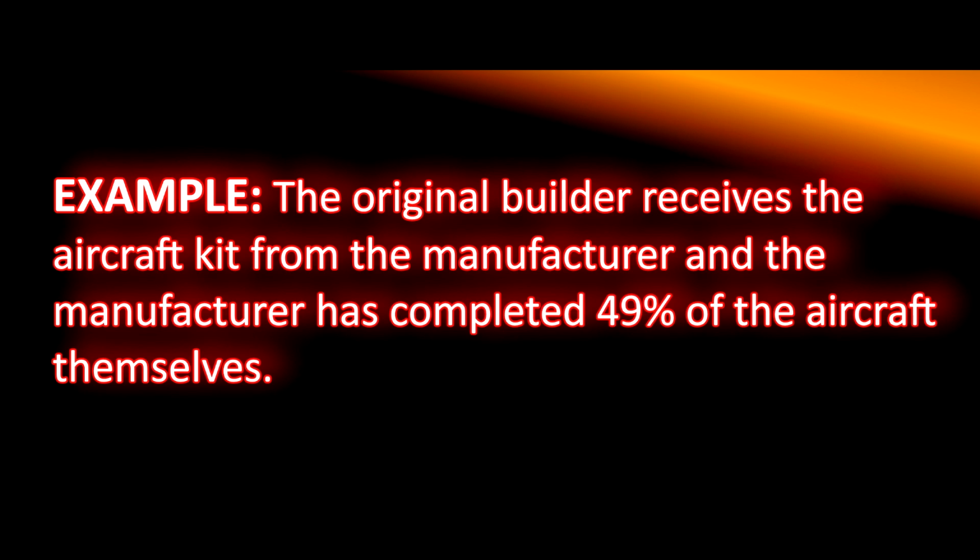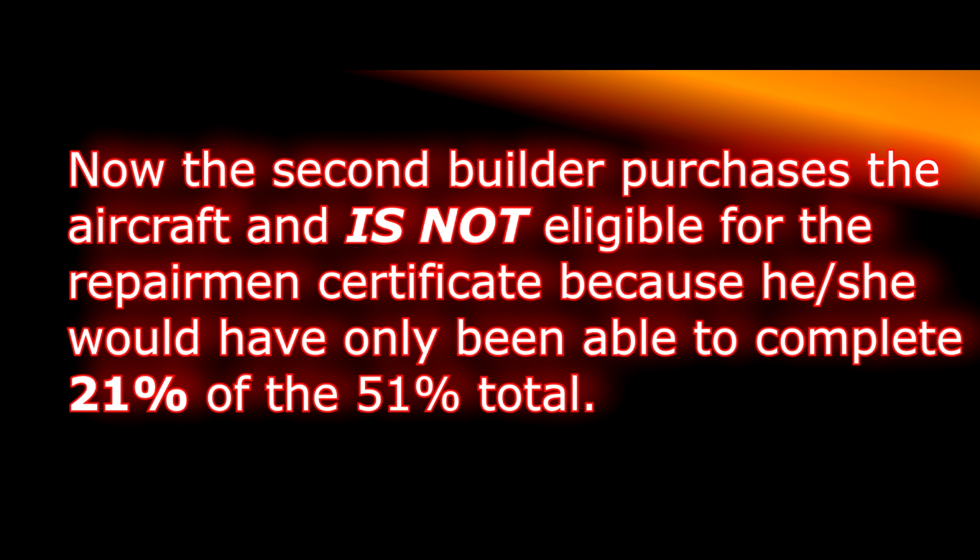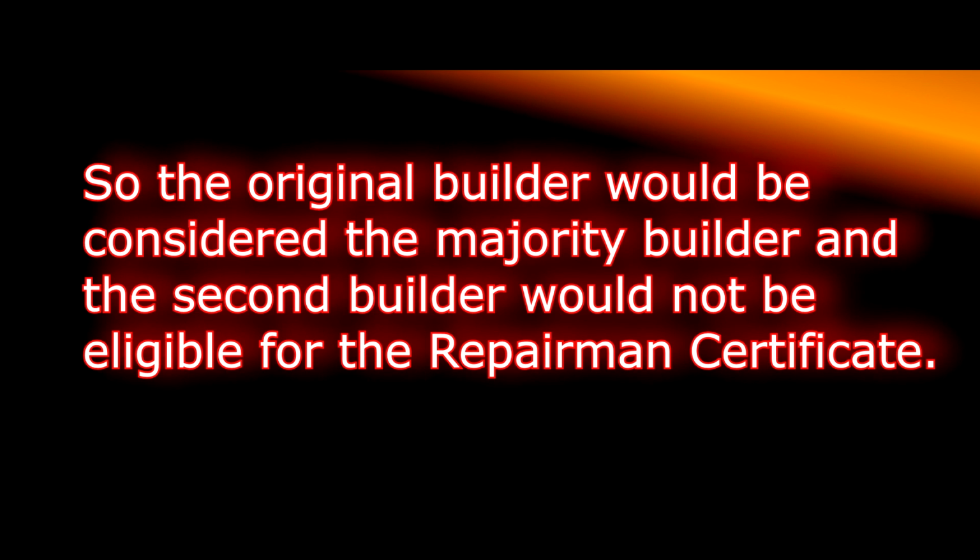Example: the original builder receives the aircraft kit from the manufacturer and the manufacturer has completed 49% of the aircraft themselves. Of the remaining 51% of the build, or the 51% rule, the original builder completes 30%. Now the second builder purchases the aircraft and is not eligible for a repairman certificate because he or she would have only been able to complete 21% of the 51% total. So the original builder would be considered the majority builder and the second builder would not be eligible for the repairman certificate.